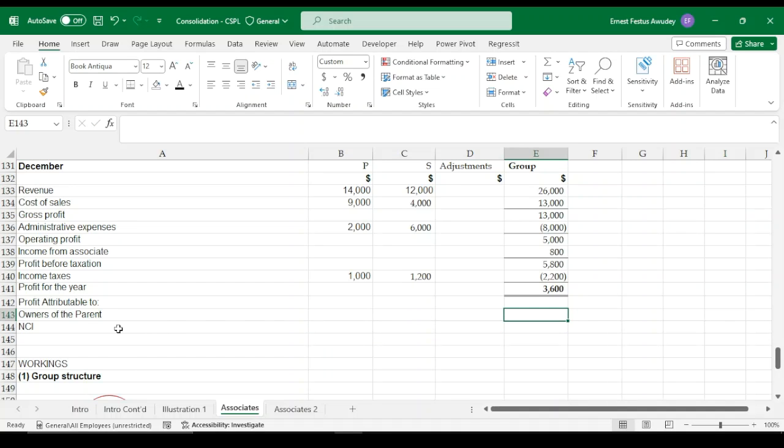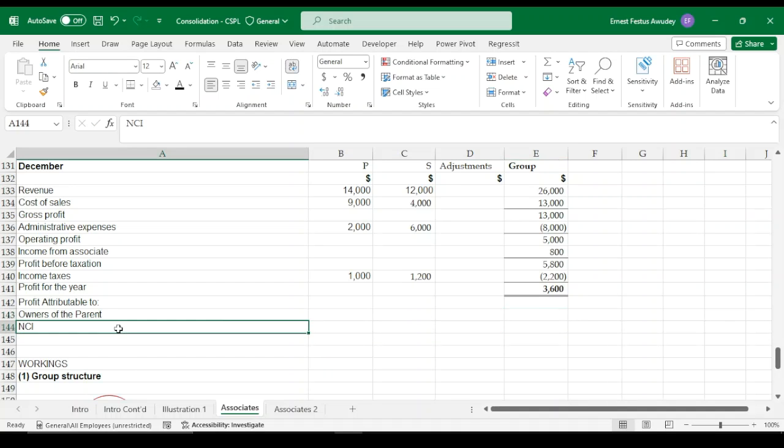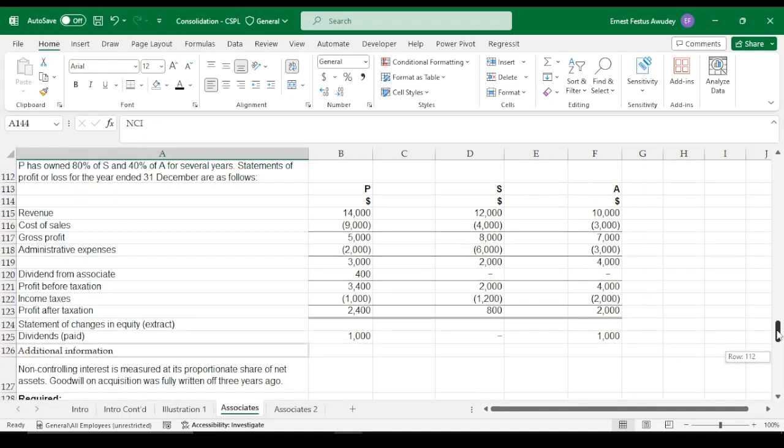So what is the NCI? What is the profit of our subsidiary? When it comes to the share of the profit of the NCI, we pick the profit after tax of the subsidiary and adjust it for the post-acquisition profit. We pick the post-acquisition profit of the subsidiary and multiply that by the non-controlling interest percentage to get the non-controlling interest's share of this particular amount.